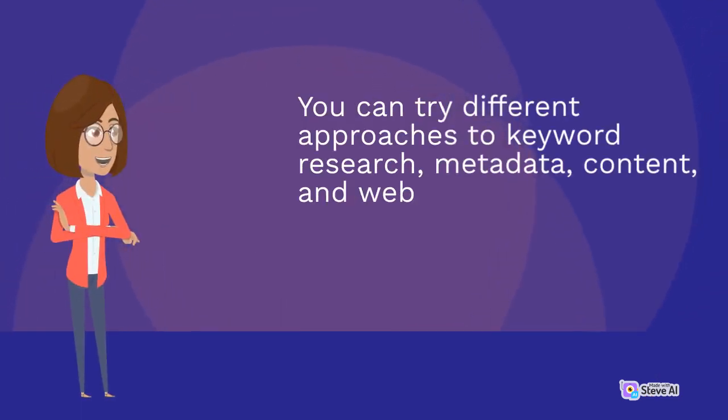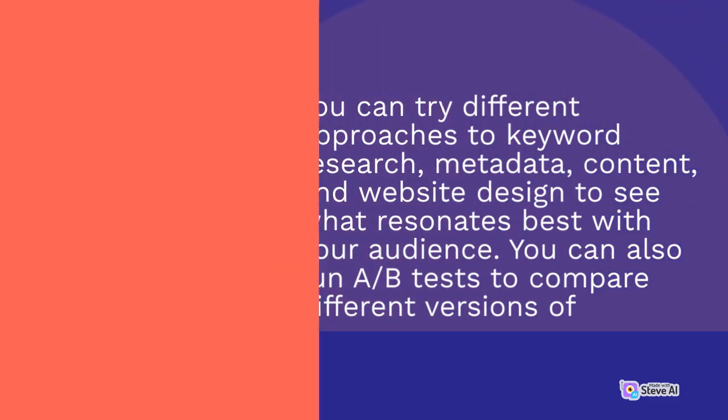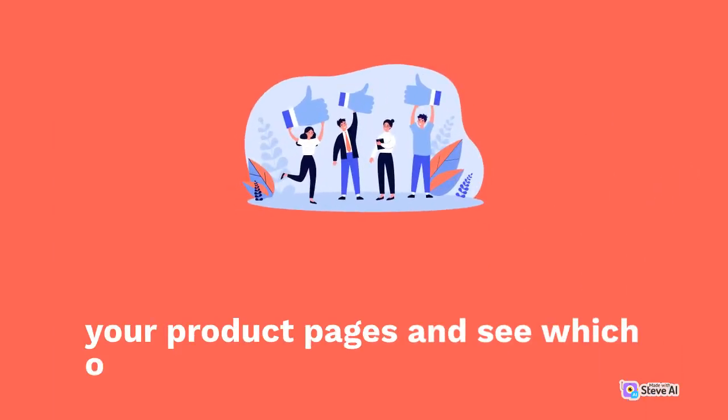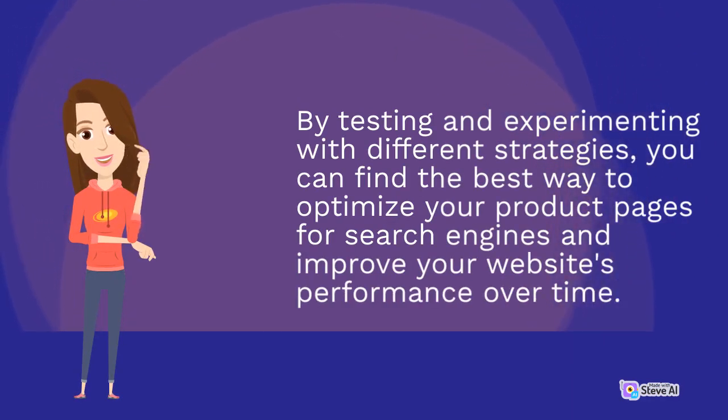You can try different approaches to keyword research, metadata, content, and website design to see what resonates best with your audience. You can also run A/B tests to compare different versions of your product pages and see which ones perform better. By testing and experimenting with different strategies, you can find the best way to optimize your product pages for search engines and improve your website's performance over time.